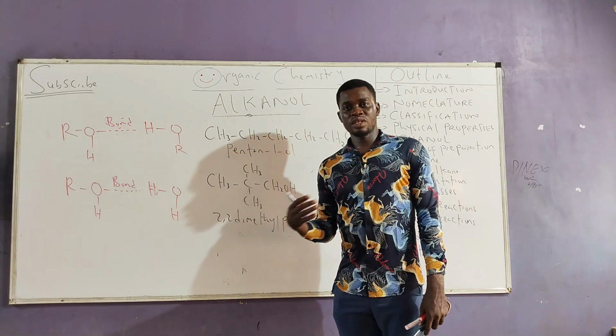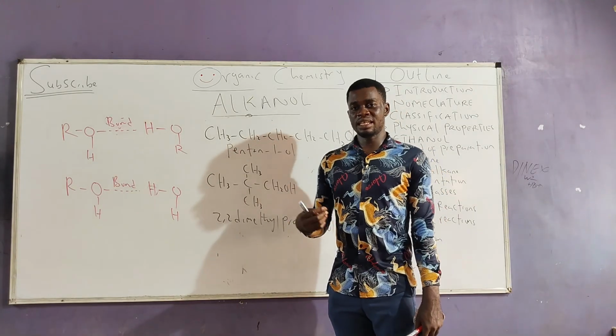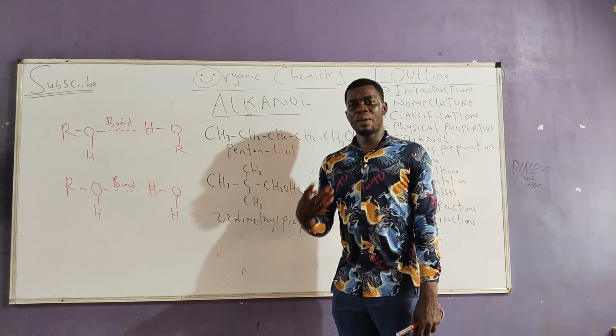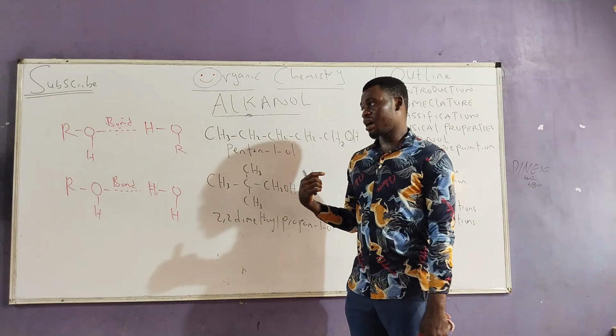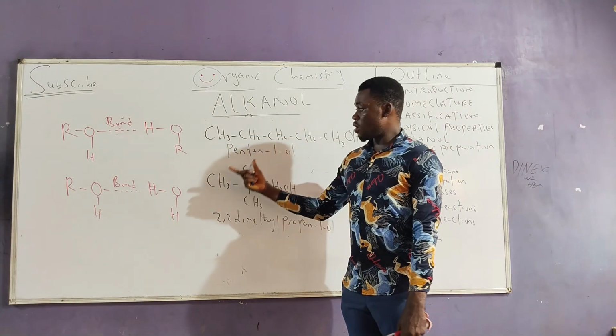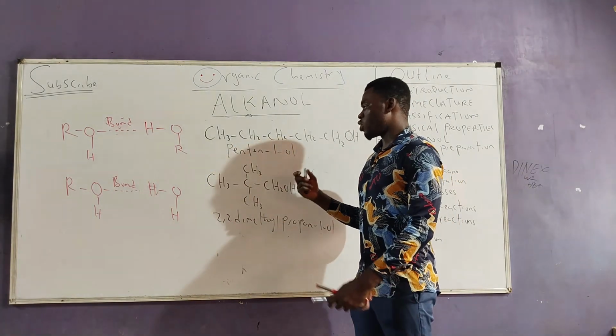As for primary, secondary, and tertiary, we say primary alkanol tends to form hydrogen bonds much more easily than tertiary alkanols. So because of that, primary alkanols tend to have a higher boiling point and a higher solubility than tertiary alkanols. Likewise, for whether it is straight chain or branch chain, the branch chain is much more compact.